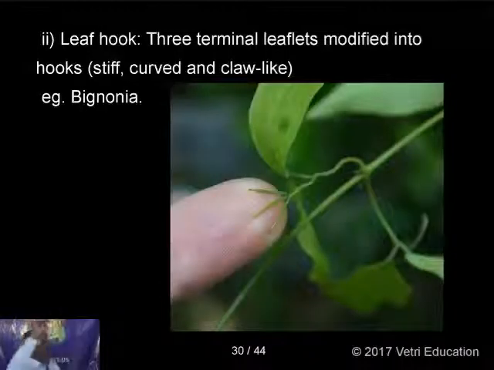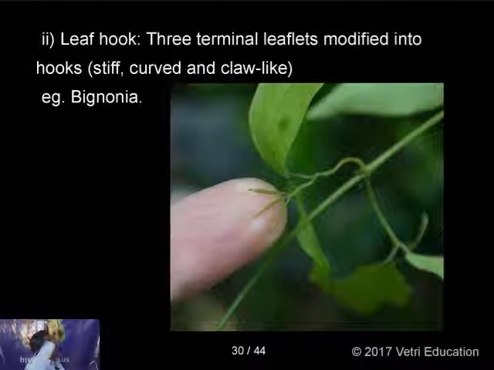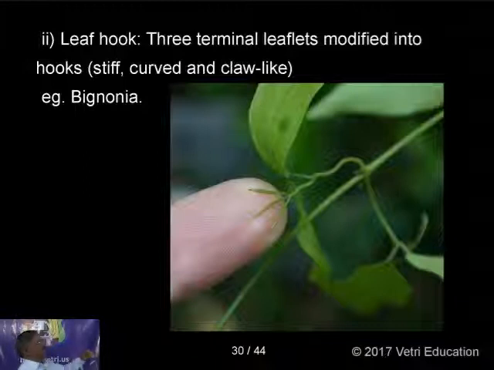And next is the leaf hooks. In some plants, for example begonia, the 3 terminal leaflets are modified into hooks. Hooks are stiff, curved and claw-like structures that help the climbing purpose. You see in the plant, the leaflets are here and the terminal leaflets are modified into hook-like structures. A finger is shown to help understand. The 3 hooks are modified. These leaflets are modified into hooks.